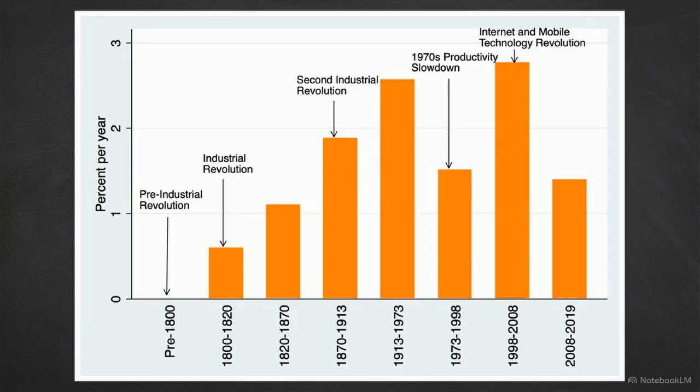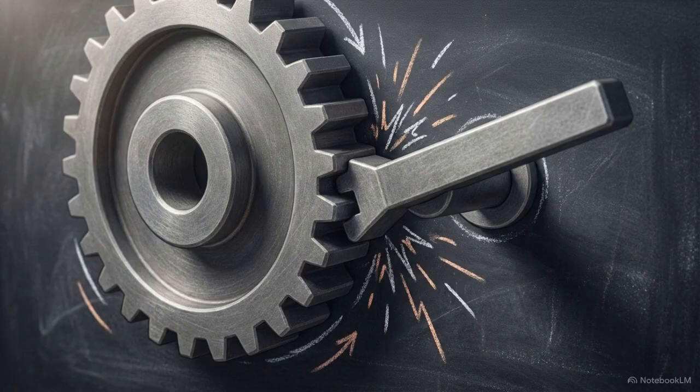This timeline of productivity growth over the last 300 years visualizes the magnitude of change, starting with a baseline that barely moved before 1800. Significant accelerations occurred during the Second Industrial Revolution and the Internet and mobile technology revolution. What exact mechanical levers exist within an economy to generate these massive, sustained spikes in prosperity?